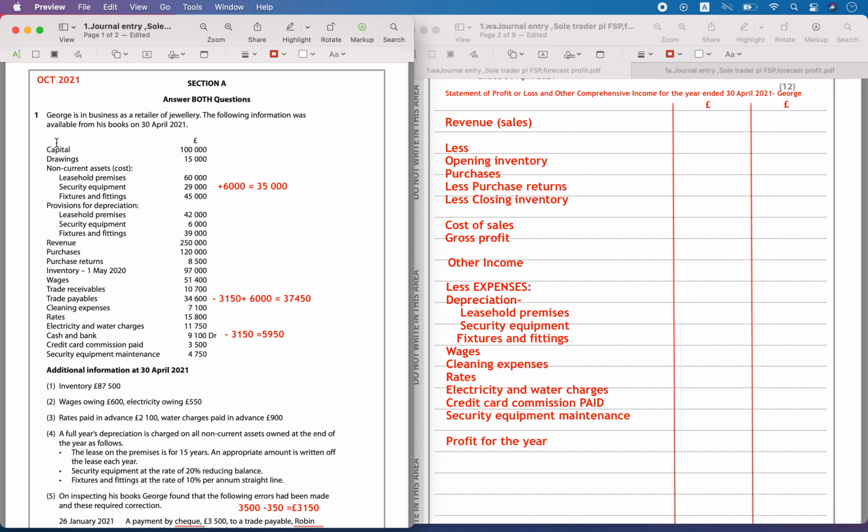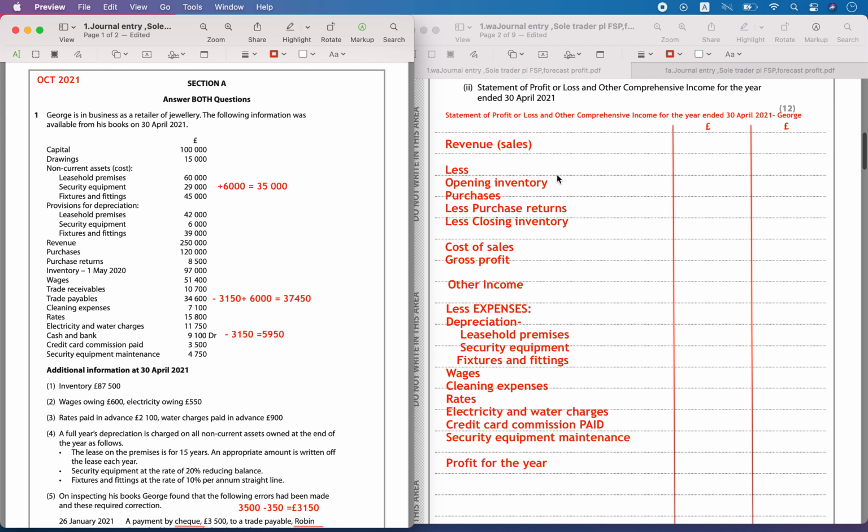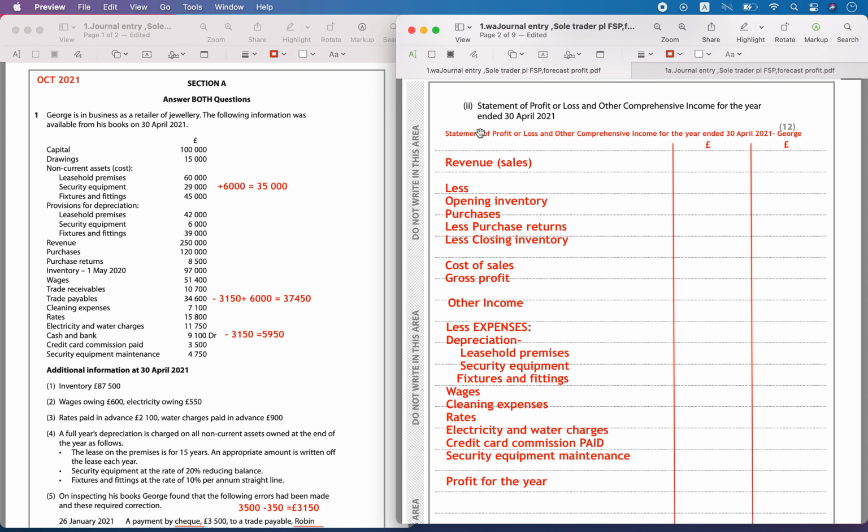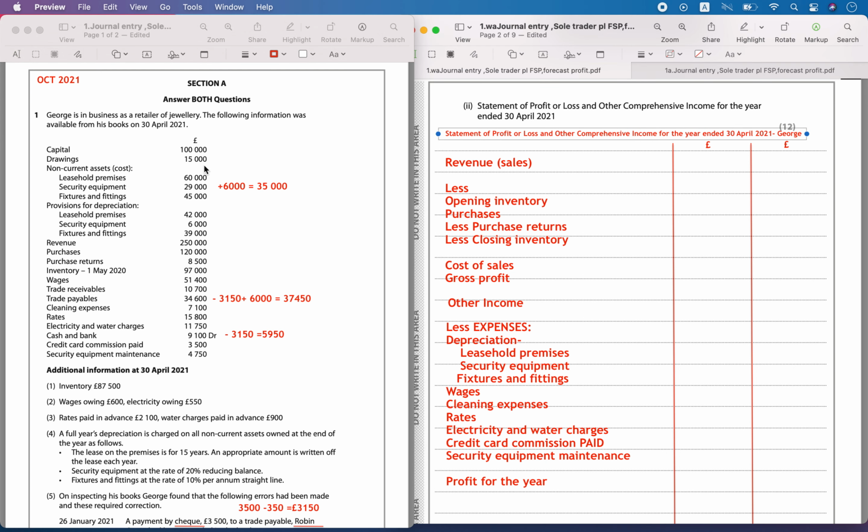Hello, today we are solving the October 2021 paper, question number 1, part 1, 2, the statement of profit or loss and other comprehensive income for the year ended 30th April 2021. So let's calculate. First let's adjust, and we should be able to see what is going to go into the income statement. So let's first understand this format.